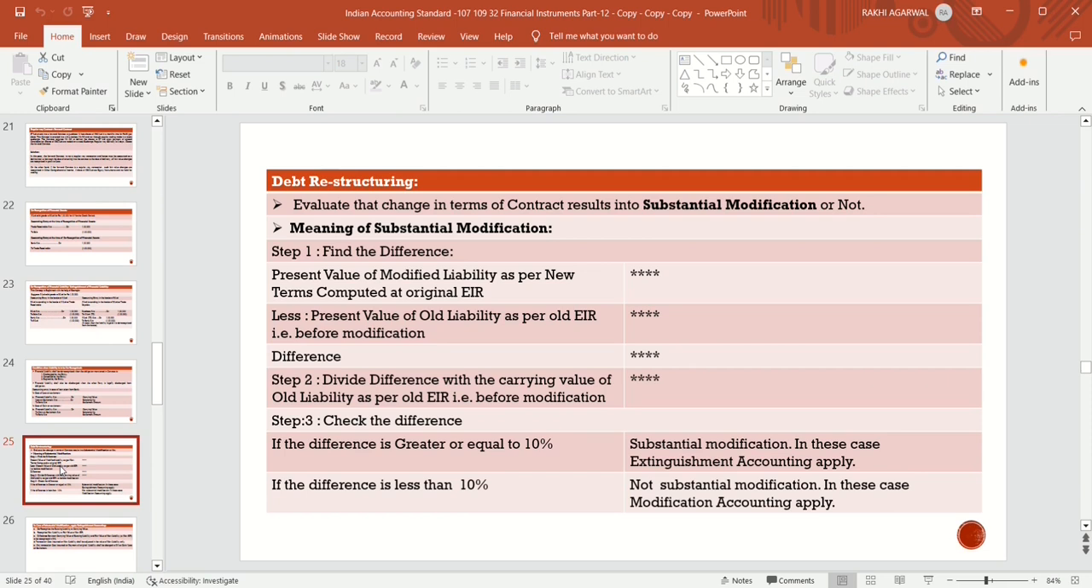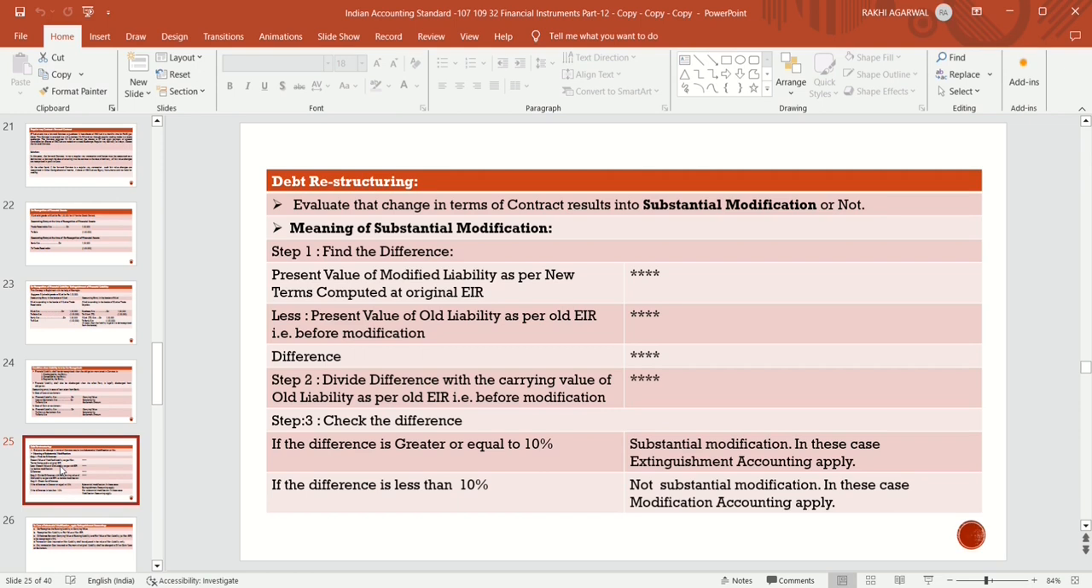Check the difference. If the difference is greater than or equal to 10%, that is, if the difference between these two is 10% or more, then it will be treated as a substantial modification. In case of substantial modification, extinguishment accounting will apply. But if the difference is less than 10%, then it will be treated as not substantially modified. In this case, modification accounting will apply.